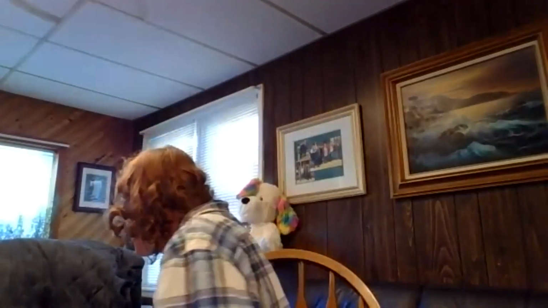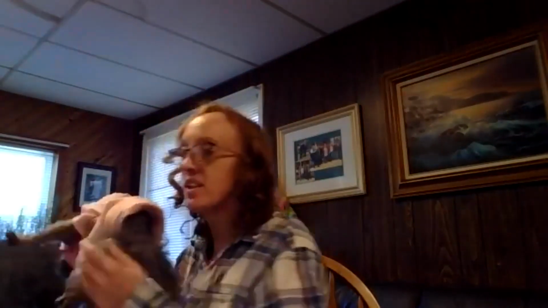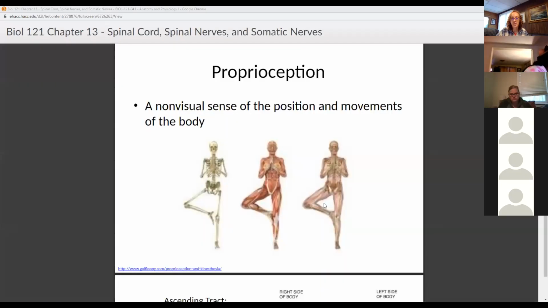Proprioception. See, look at how smart you are. Proprioception. So being able to sense where your joints are in space without seeing it. That's proprioception. So having a non-visual sense of your position and movements of the body without being able to see it.